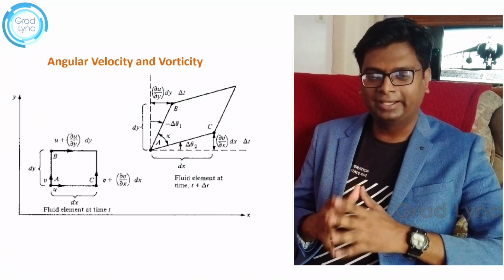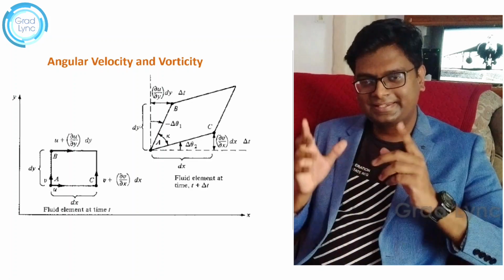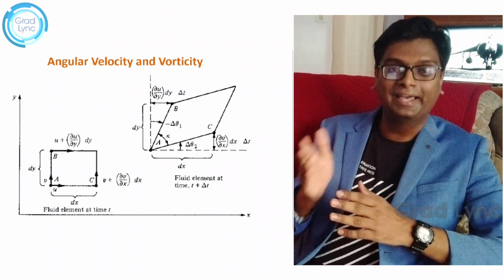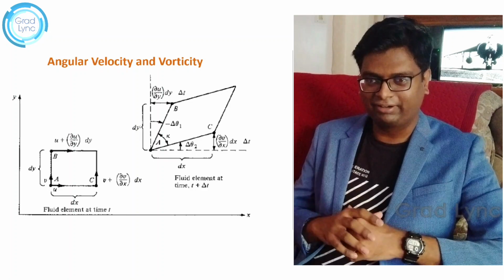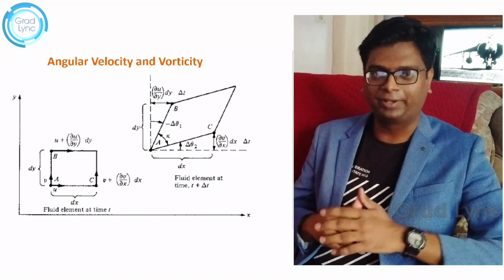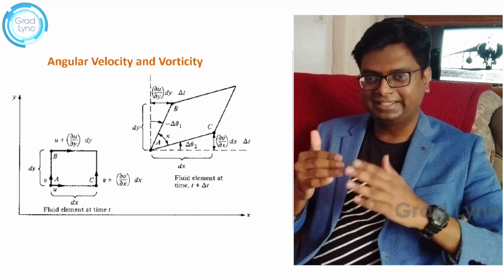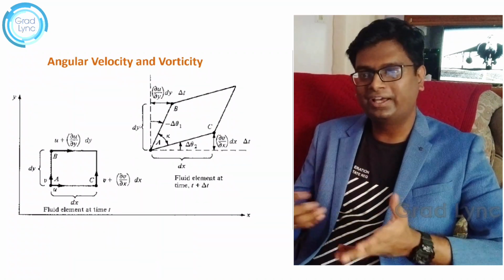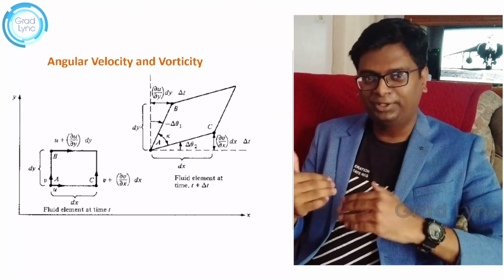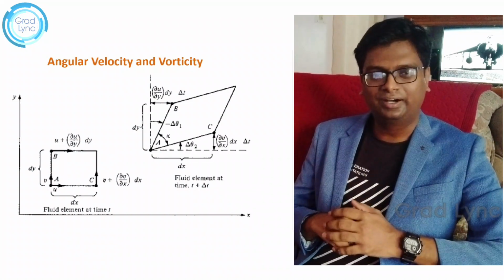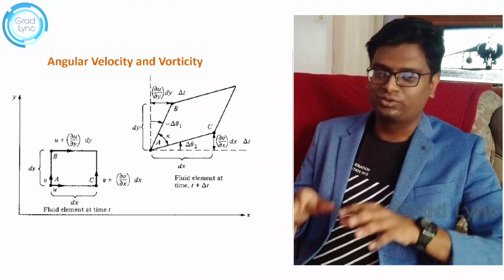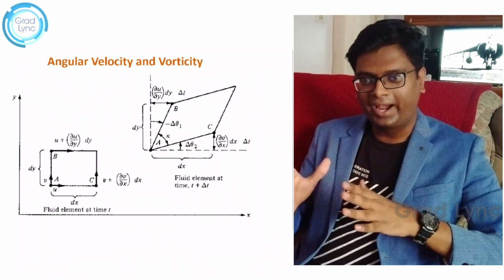Similarly, the velocity in x direction at point B is u plus ∂u/∂y, that is the rate of change of velocity in x direction, multiplied by the distance dy. At this point I would like to clarify the difference between ∂y and dy. ∂y is the rate at which, if I take ∂y as 1, what is the change in velocity u per unit change in y? And dy is the actual distance between A and B, right? That is basically the difference between ∂ and d.